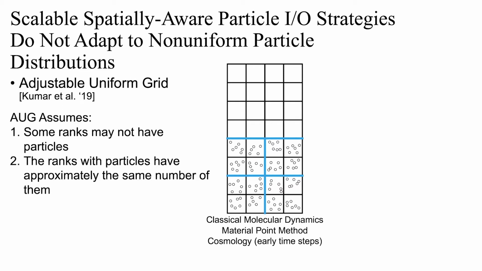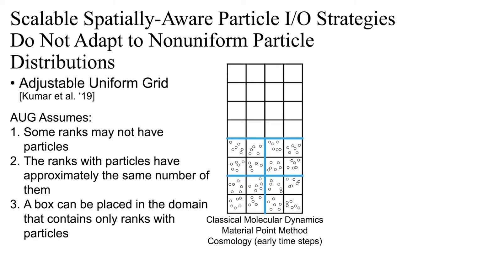The second is that the ranks that do have particles have approximately the same number of them, also as shown here, where each rank has about 6 particles. And finally, the assumption that a box can be placed in the domain that contains only the ranks with particles. This holds for some simulations like classical molecular dynamics or material point method, or early time steps of cosmology simulations.